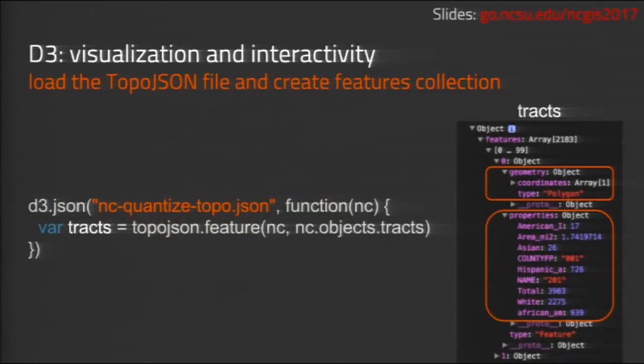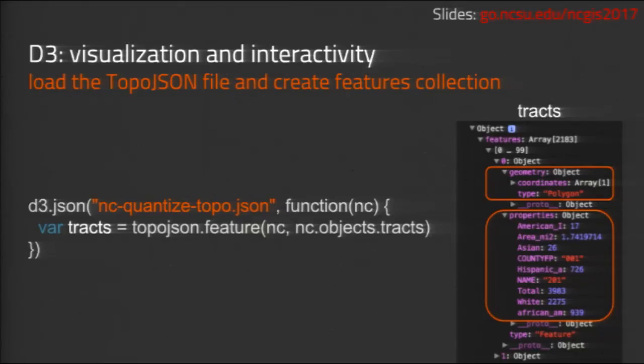All right, next, we have to load the TopoJSON file and create a features collection. D3 has a built-in function for loading any type of JSON file. And since TopoJSON is in JavaScript Object Notation, we can use that to easily load in our data. I just tell it what my file name is, and with that, I'm loading it in and storing it as a variable called tracks. And I'm using topojson.feature here to create an object array.